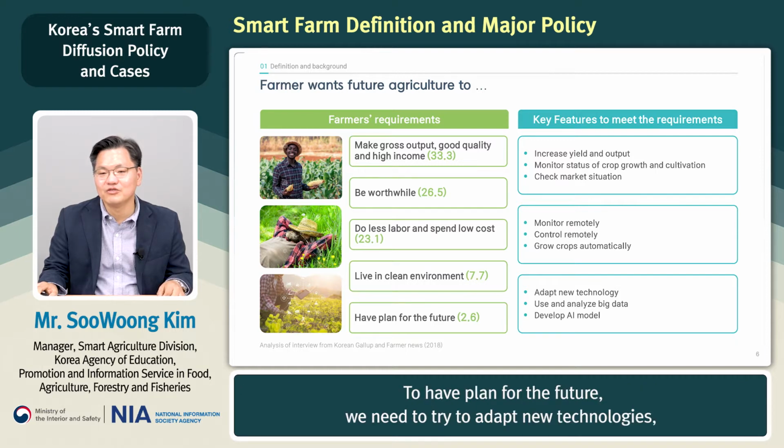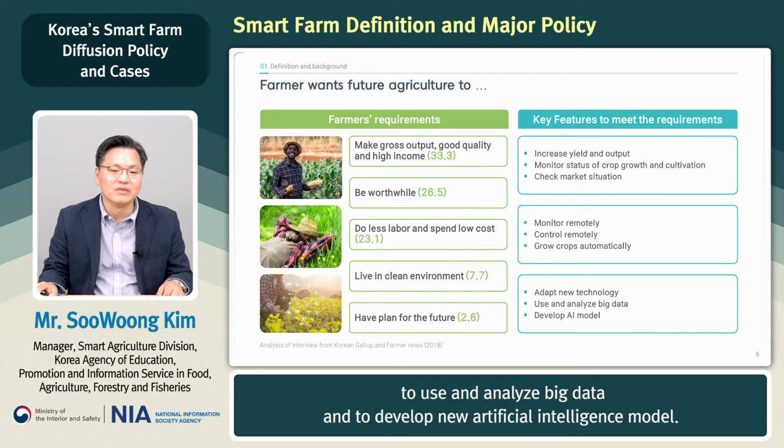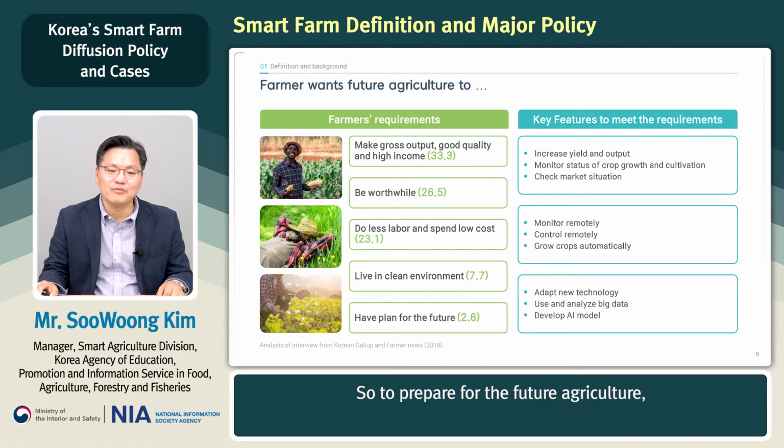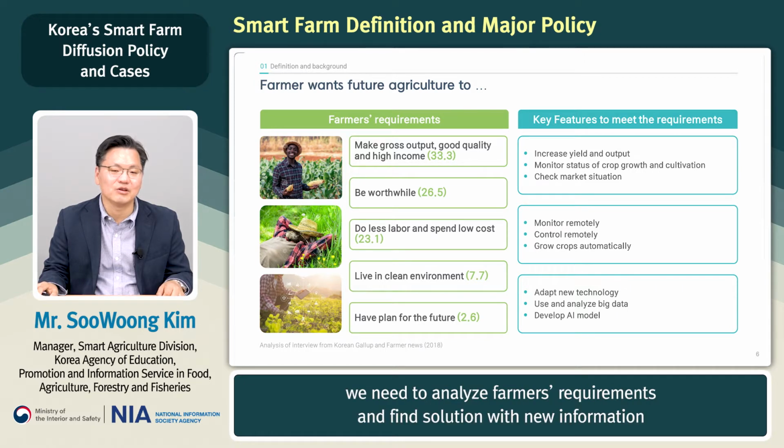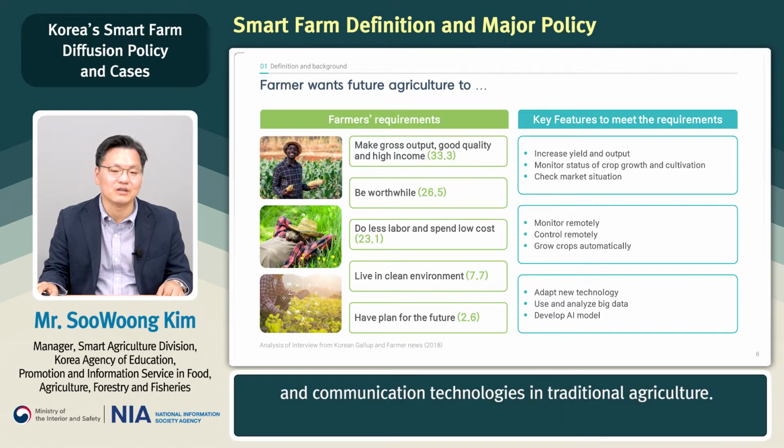To have a plan for the future, we need to try to adopt new technology, to use and analyze big data, and to develop new artificial intelligence models. So to prepare for the future agriculture, we need to analyze farmers' requirements and find solutions with new information and communication technology and traditional agriculture.